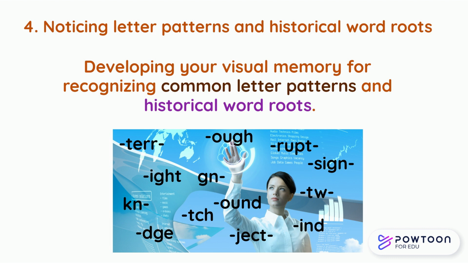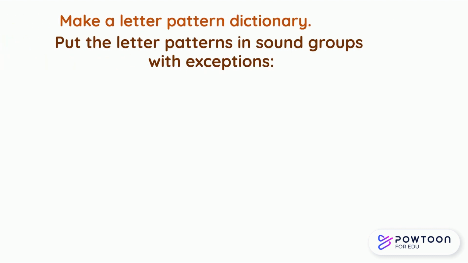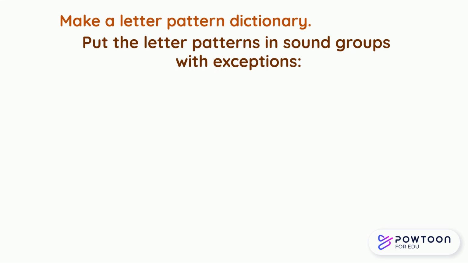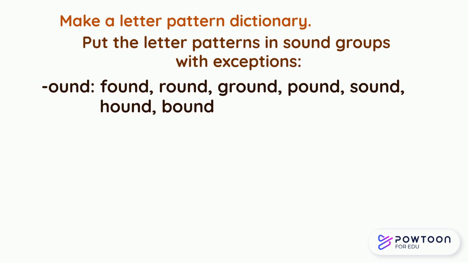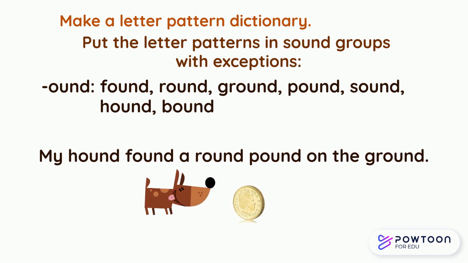To learn these, make a letter pattern dictionary and put them in sound groups and exceptions. For example, ough in found, round, ground, pound, sound, hound, bound. And you can make a rhyming sentence. My hound found a round pound on the ground.